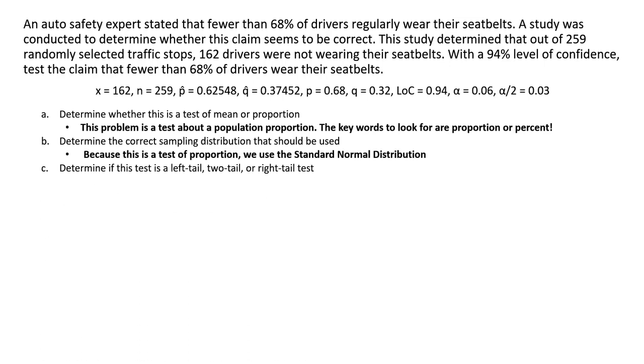Part C. Determine if this test is a left tail, two tail, or right tail test. This is one of the more difficult things for some reason. You have to look for keywords. There's no easy way of doing it. You have to read into the problem. The problem gives us information. But look for keywords, and one keyword to look for is fewer than, or less than, or maybe greater than, or more than, or anything like that. Or sometimes it'll say is different from.